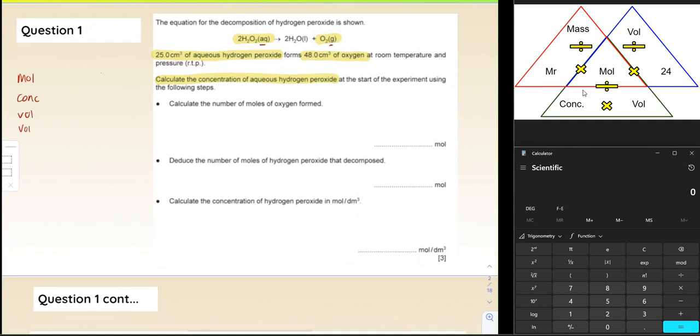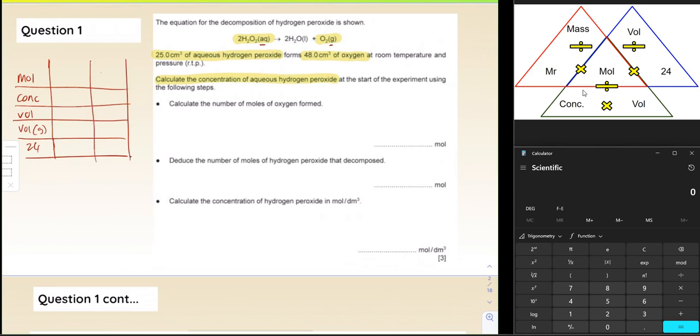We also need the volume of a gas and 24. Now, obviously, you don't have to put 24 in your table. I like to put 24 in my table because it's something that I then don't have to remember, and I just write it in straight away like that. I know that I'm on 2 hydrogen peroxides, H2O2, and I know that I've got O2, so I've actually got a 2-to-1 ratio here.